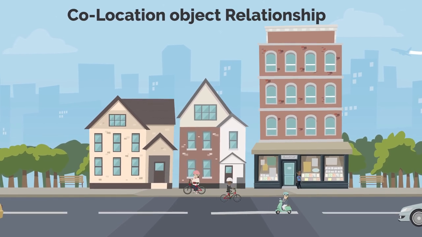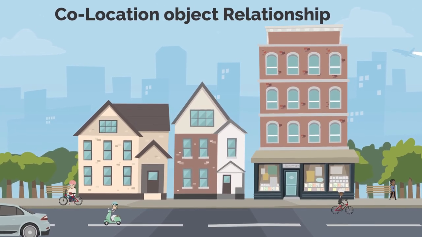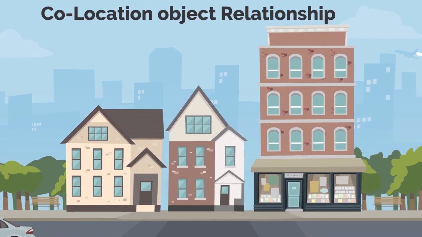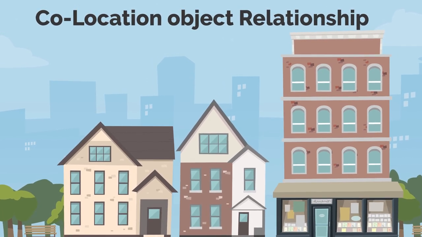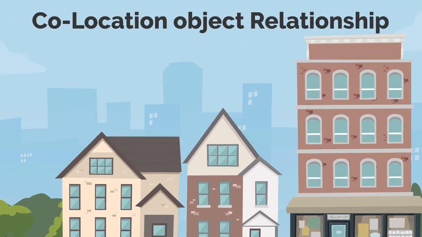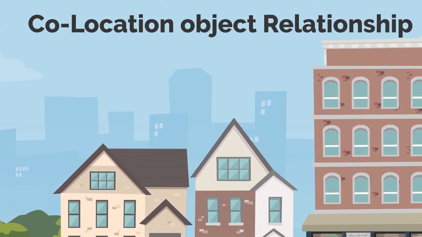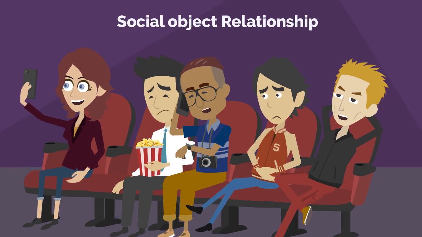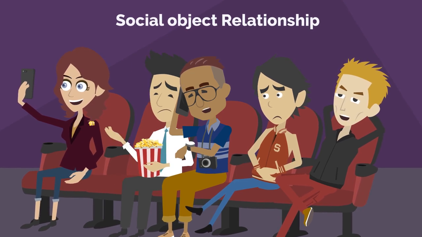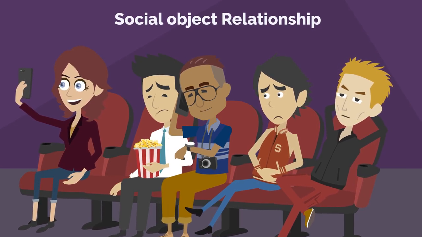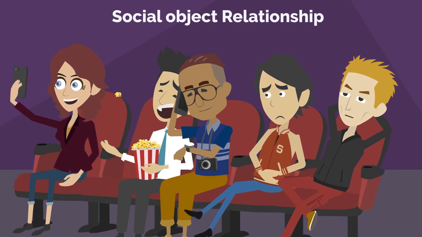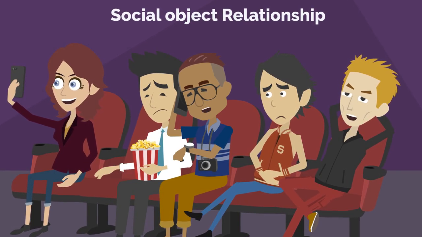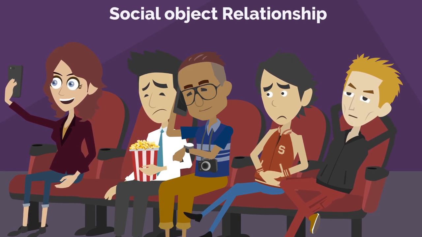Collocation object relationship is the relationships among objects used always in the same place. For example, sensors, actuators, augmented objects, smart devices used in the same environment such as a smart home or a smart city. Social object relationship is the relationships among objects that come into contact, sporadically or continuously, because their owners come in touch with each other during their lives. For example, devices belonging to friends, classmates, travel companions.